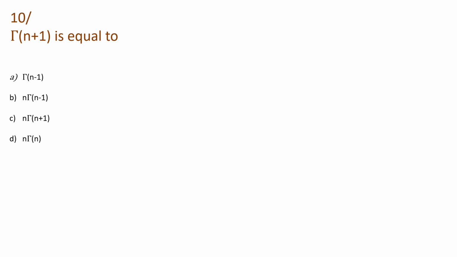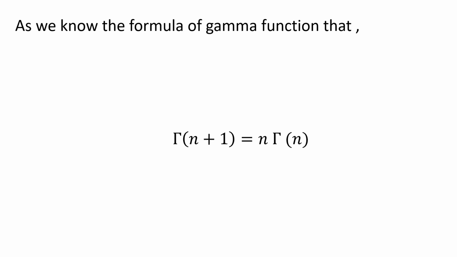Here it is, and the question is: gamma n plus 1 is equal to what? The options are gamma n minus 1, n gamma n minus 1, n gamma n plus 1 or n gamma n. I think this is the simplest question, because it is only a formula. You just have to remember the formula and you can click it very easily. As we all know, the formula is gamma n plus 1 equal to n gamma n.